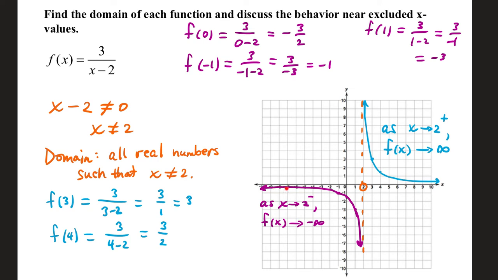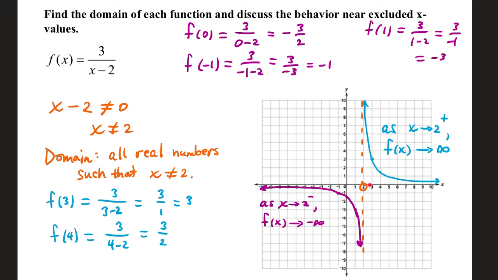You start getting a trend of the closer you get to 2 from the left side, and this superscript of a negative is, the way you read this is, as x approaches 2 from the left, as you get closer to 2 from the left, your function values will get increasingly more negative. So this function, as x approaches 2 from the left, your function values will approach negative infinity.